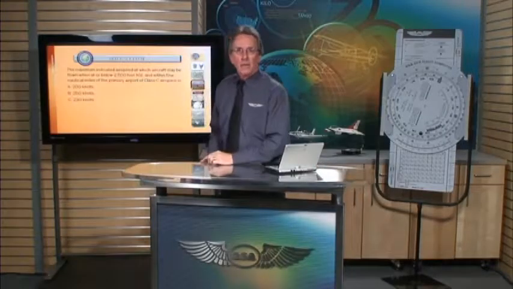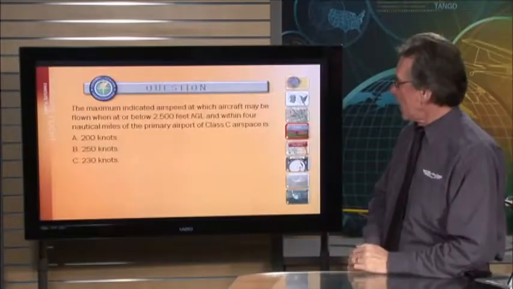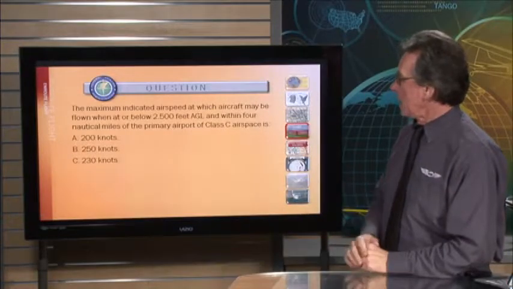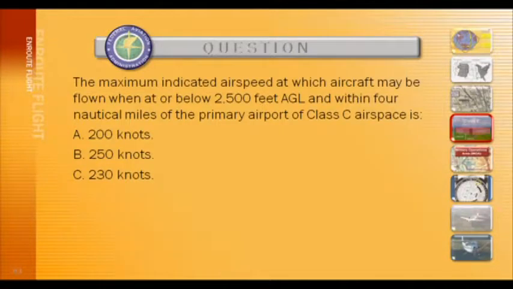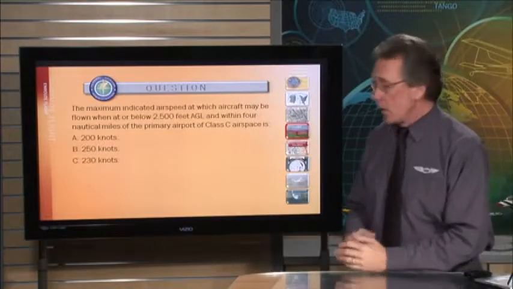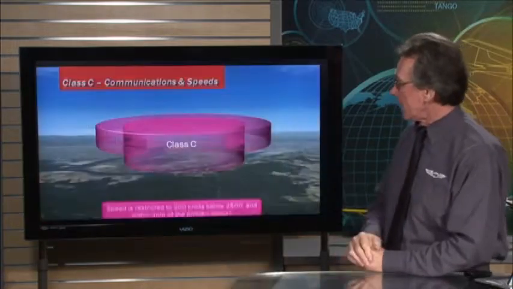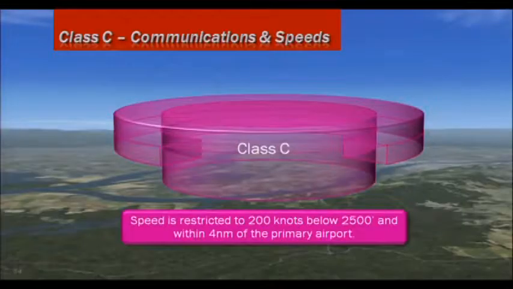Welcome back. Let's pick up another FAA test question for you on airspace. This one, the maximum indicated airspeed at which aircraft may be flown when at or below 2,500 feet AGL and within 4 nautical miles of the primary airport of a Class C airspace is which of these? Now, from your discussions in the classroom, we'll show you some graphics. This looks pretty familiar here, I'm sure.